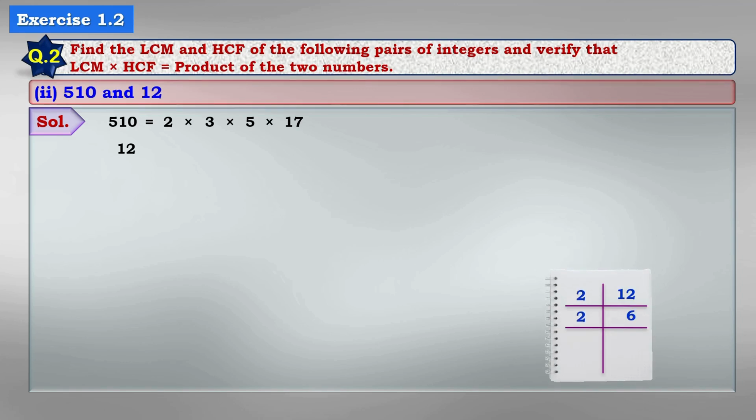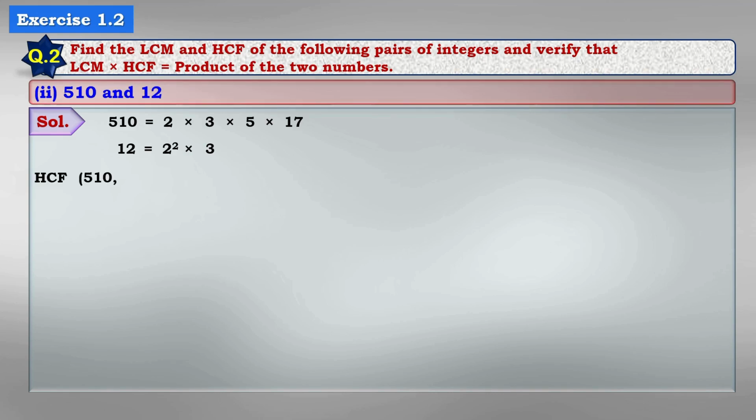And if we do the prime factorization of 12, that is 2 into 2 into 3. So that is 2 square into 3. So we know that to find the HCF, we have to consider the common factor and the minimal power. So 2 is common, but we will consider only 2 because that is the minimal power over here, or the smallest power. Then we have to consider 3 because 3 is also common. And 5 and 17 we will discard because that is not a common factor between the two numbers. So HCF is equal to 6. So product of common factor raised to least power, that is the HCF.